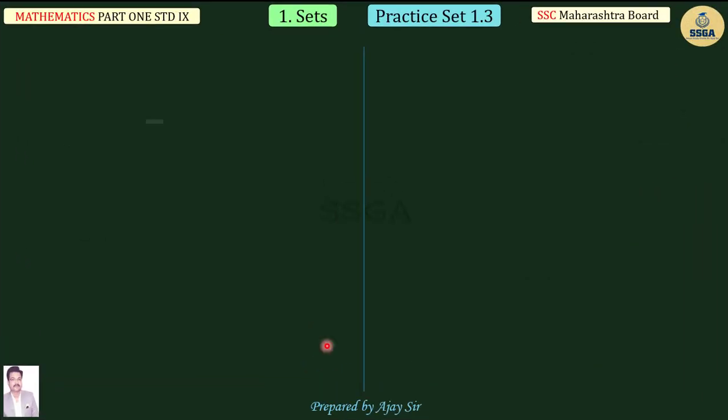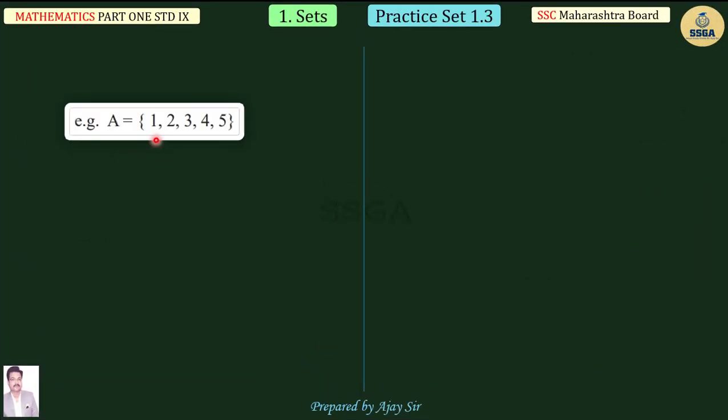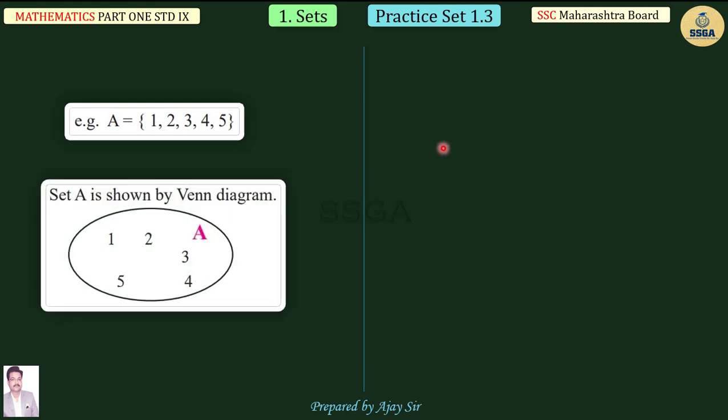For example, suppose set A contains 1, 2, 3, 4. Suppose these are the elements of set A. Then we can represent this by a Venn diagram. This is an oval shape; you can use any shape, circle or triangle. The letter denotes the name, set A, and the elements 1, 2, 3, 4 are inside that oval shape.